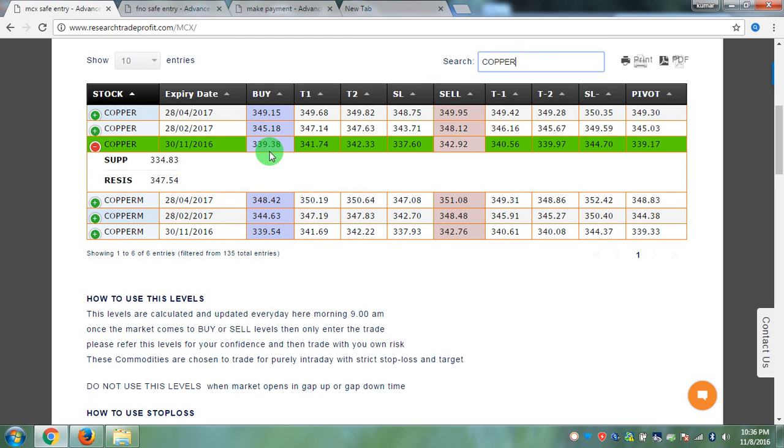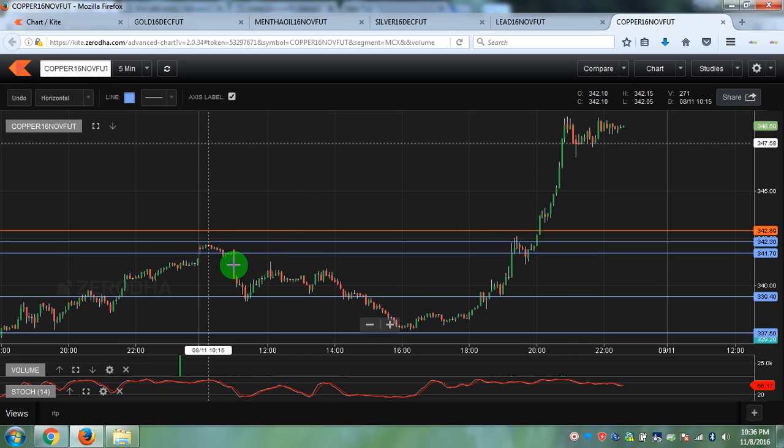This is the copper entry. 339.40 paisa was the buy call, and 341.75 paisa was the first target. 342.35 was the second target, and sell was at 342.90 paisa. This is the interesting movement that happened today in copper. I would like to show how exactly it has been worked out.